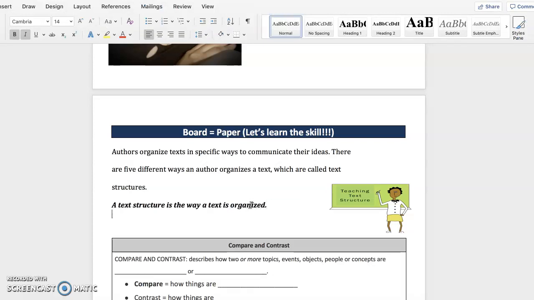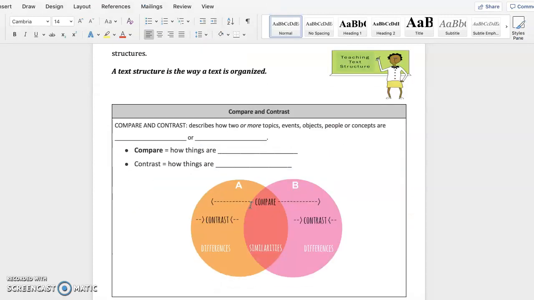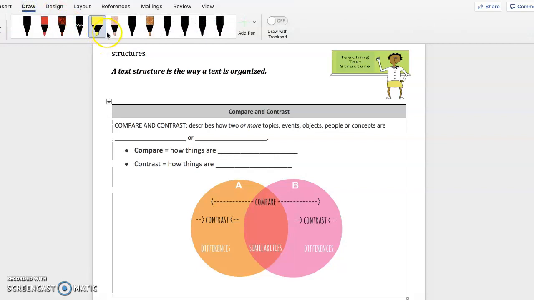Okay. So today, guys, we're talking about compare and contrast text structure. Compare and contrast describes how 2 or more objects, this is the most important part. When you're comparing and contrasting, you're looking at 2 or more topics, right? How they are similar or different. When you compare things, you look at how things are the same. And when you contrast things, you look at how things are different.